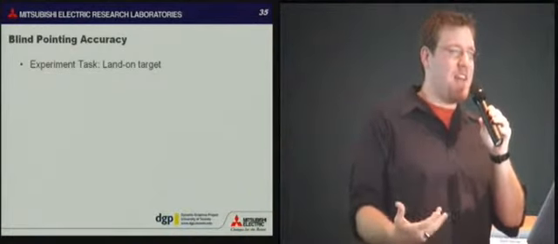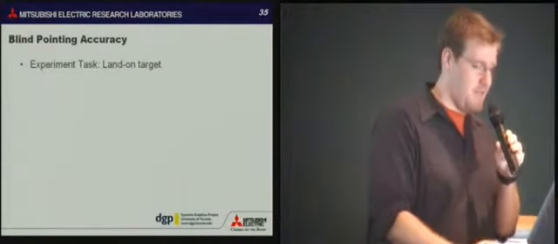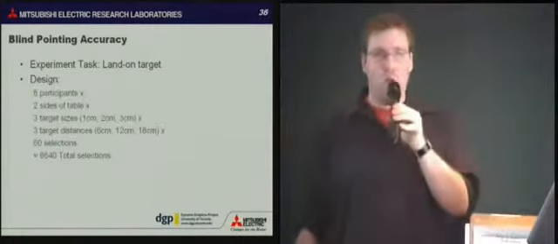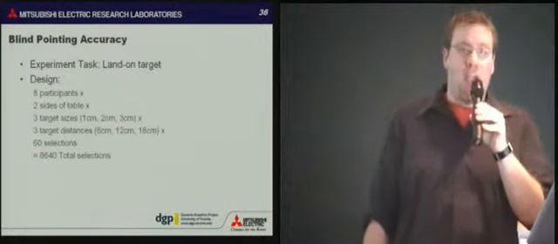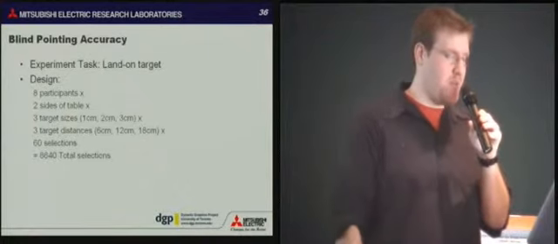But what this will tell us is how well the user understands where their hands are when they're working underneath the table and they're not able to see it. So we grabbed 8 participants from the community. We had them do target selection tasks on both sides of the table with the ordering switched between participants.